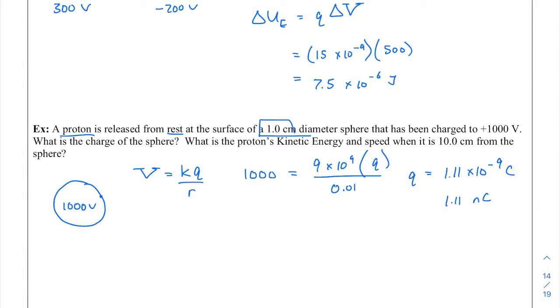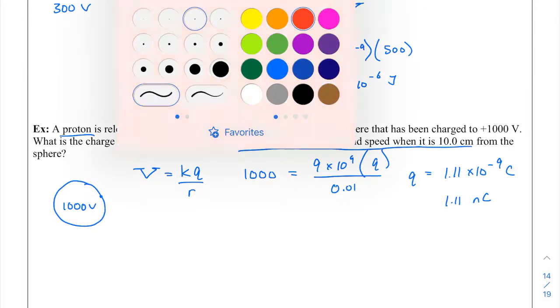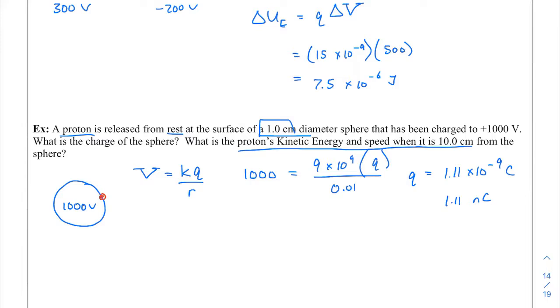It says, what is the proton's kinetic energy and speed when it's 10 centimeters from the sphere? So I've got this proton right here, and it is clearly going to get repelled. And it's saying when it's right here, what is the velocity going to be? When it is this distance of 10 centimeters from that sphere. So the way in which we need to approach that is figuring, okay, what is the difference in voltage? I know that my voltage right here is 1,000 volts, but what's the voltage right here?